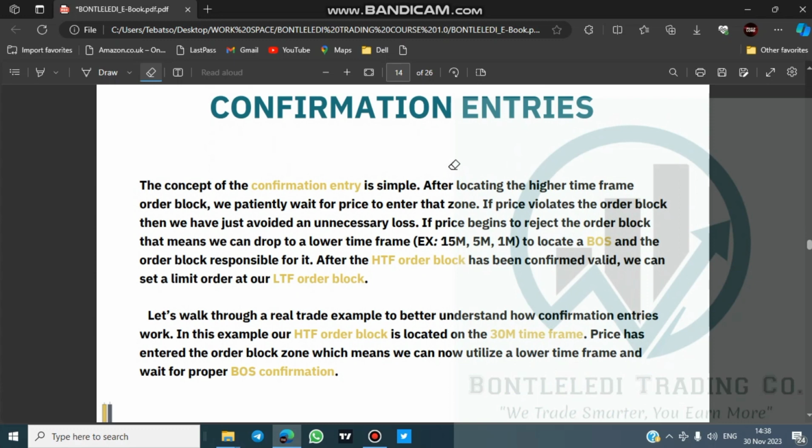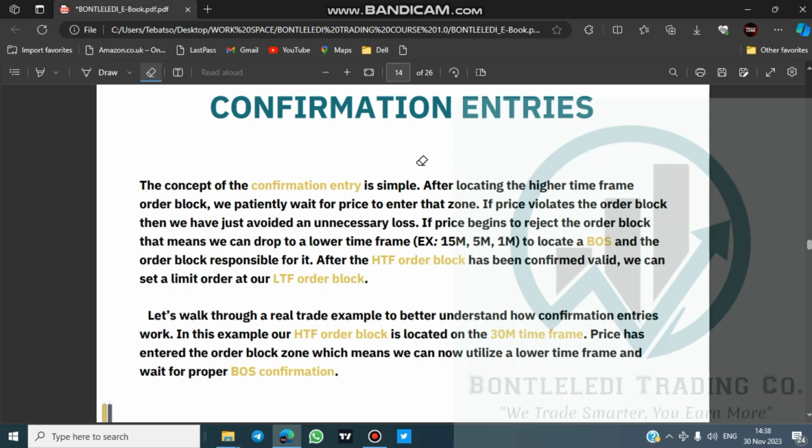Remember the first one, it was what? The risk entry. Now this is the confirmation entries. The concept of the confirmation entry is simple. After locating the higher time frame order block, we patiently wait for price to enter that zone. If price violates the order block, then we have just avoided an unnecessary loss.